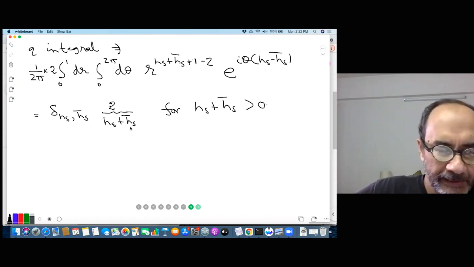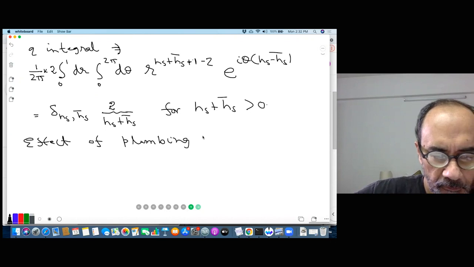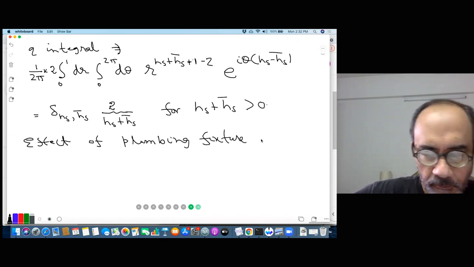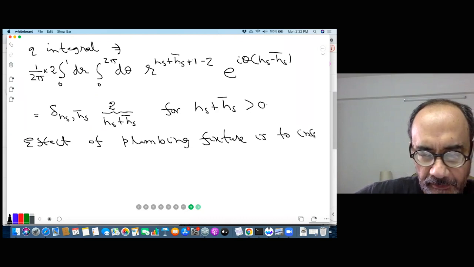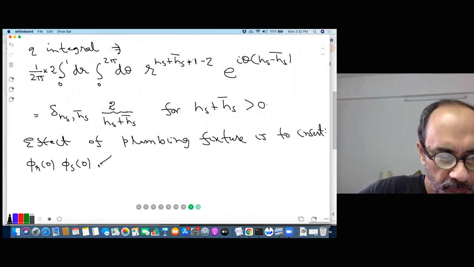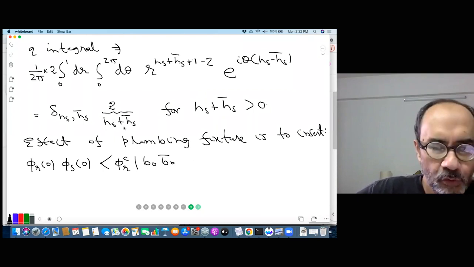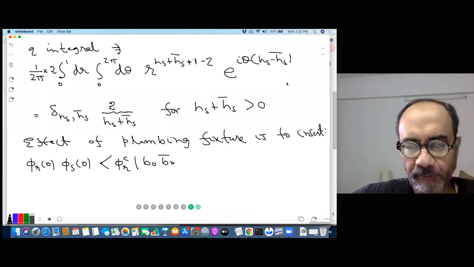Okay. So with this, now I can write down the full effect of the plumbing fixture, which is to insert the following quantity: phi r of 0, phi s of 0, phi r c, b0 bar. This 2 over hs plus hs bar, I'm going to write in the following way.